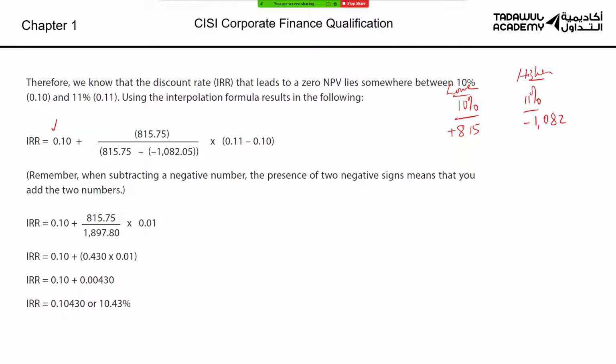So it's the lower rate plus the NPV at the lower rate over the NPV at the lower rate minus the NPV at the higher rate, times the higher rate minus the lower rate. And when we do it, we get an internal rate of return of 10.43%. Again, this is an approximate value.